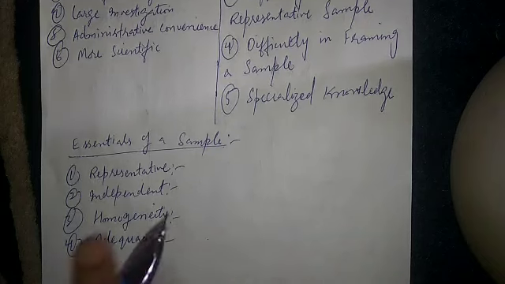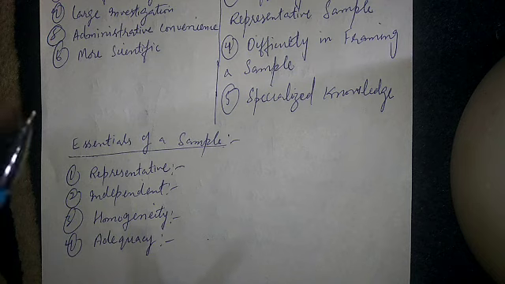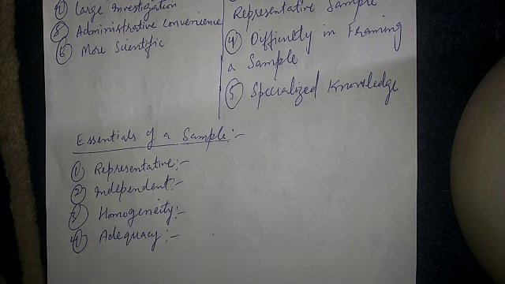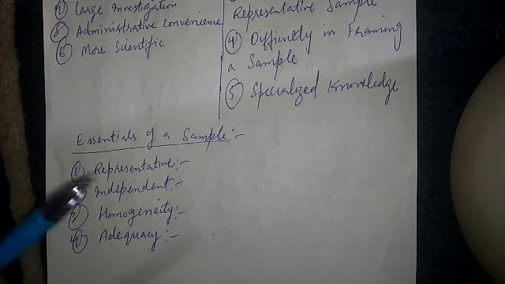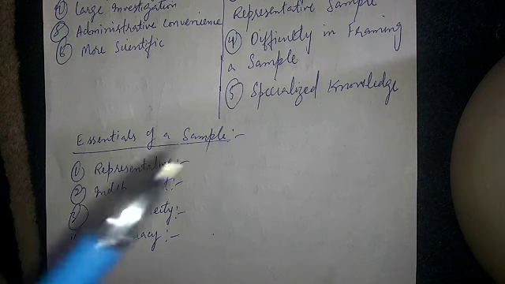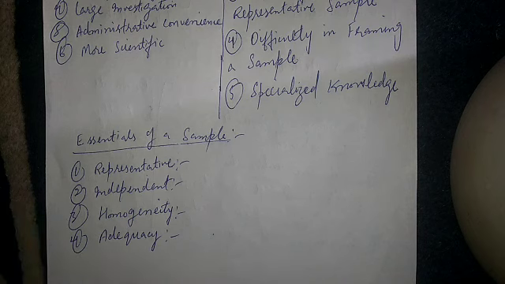Now, we will study the essentials of a sample. A sample must have these qualities or essentials in order to arrive at unbiased and right conclusions. Number one is representative. A sample must represent all the characteristics of the universe. It is possible only when each unit of the universe stands an equal chance of being selected in the sample.